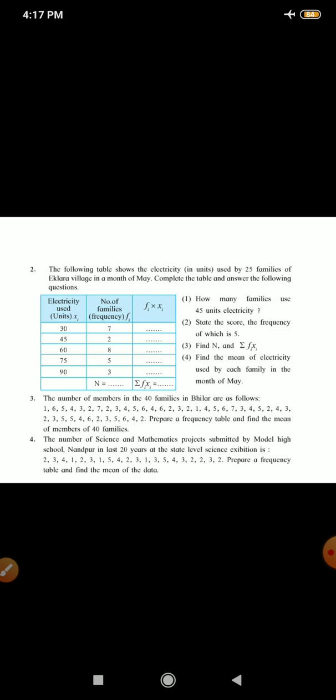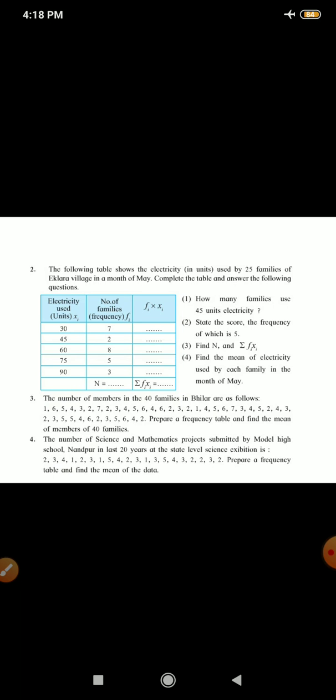Now here, again, let's fill in the blanks. The following table shows the electricity in units used by 25 families of Eklara village in a month of May. Complete the following table and answer the following questions.